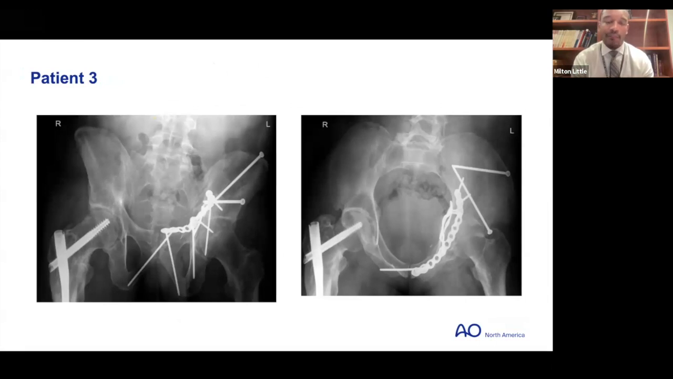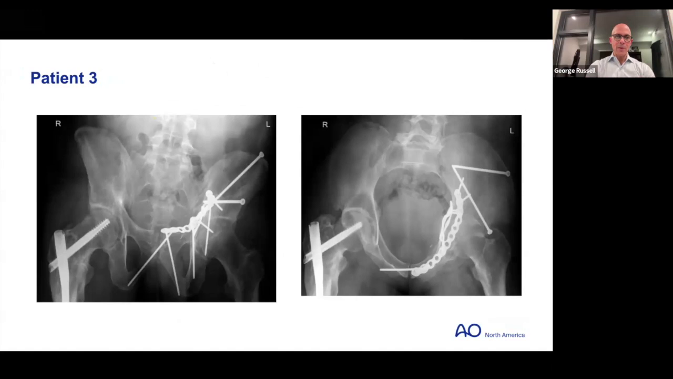So in the interest of time, we're about to wrap up, but Dr. Forsh, I noticed you put inlet and outlet views for your acetabular fractures. Does that offer you any additional information that you can share in 30 seconds?